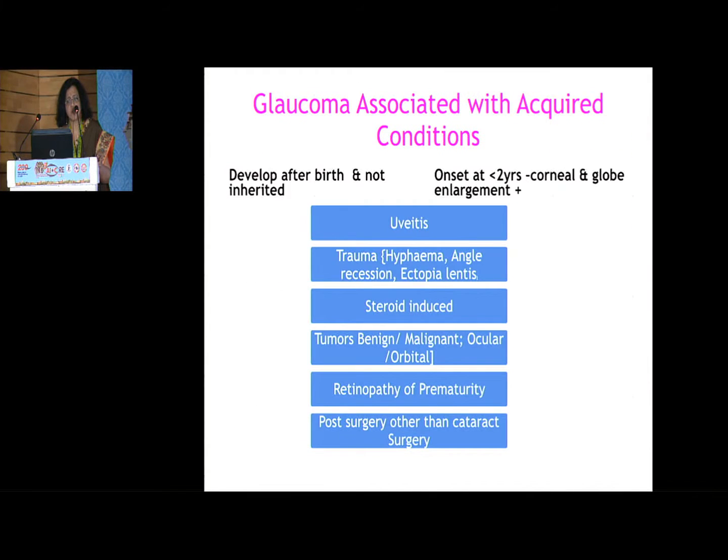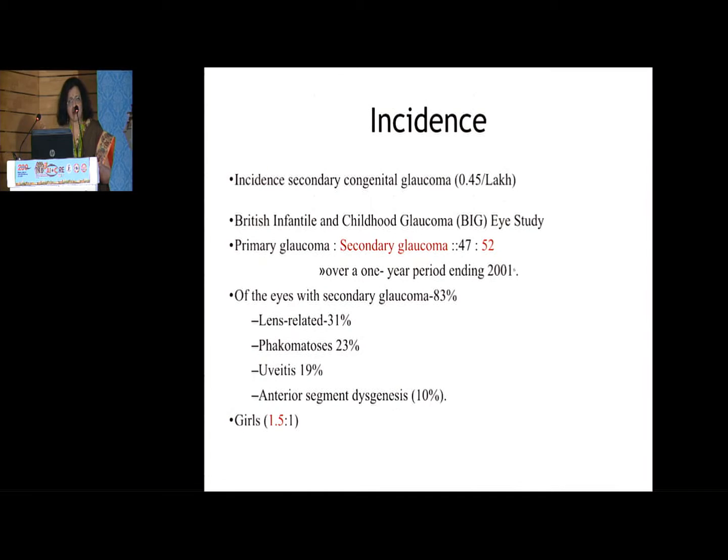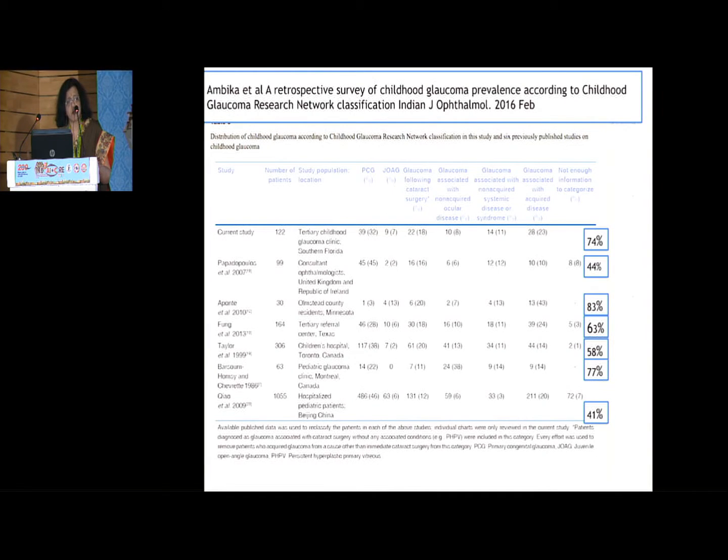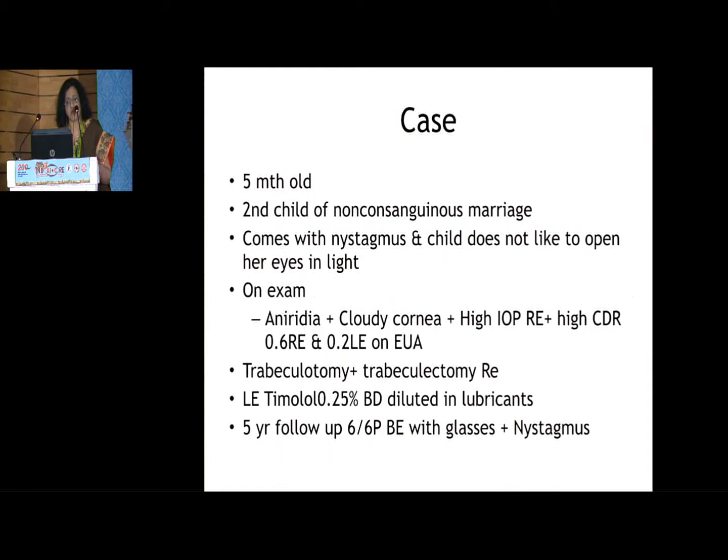So coming to the first case, before that, coming to the incidence, it occurs in around 0.45 patients per lakh of population. According to the Big Eye study, they found that the secondary glaucomas are more common than the primary glaucomas in children. And this is also supported by many studies, and in each of them you can see that the secondary glaucomas are more often than primary glaucomas in childhood.